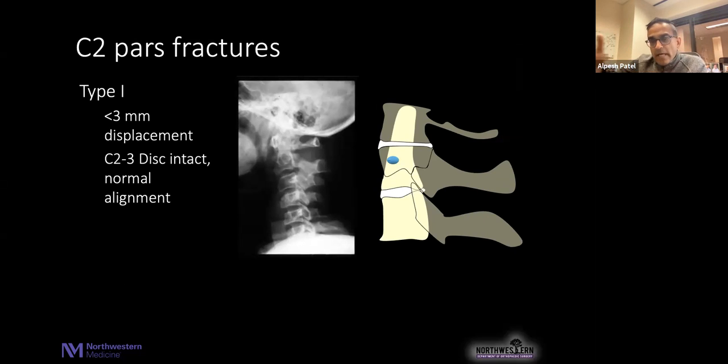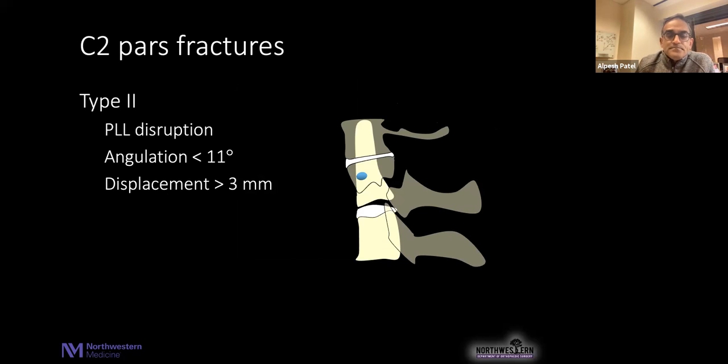So there's a couple of different types that have been classified, again, going from stable to unstable. So type 1, very, very little displacement, less than 3 millimeters of displacement across the fracture site. Critically important here, displacement's minimal, alignment looks normal, and the C2-3 disc itself is intact and hasn't been disrupted. And we'll see as we go along the spectrum of instability, you see more displacement, you see more angulation, and you see the disc gradually become involved in the injury pattern.